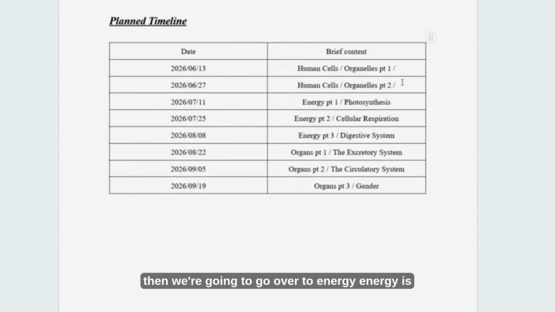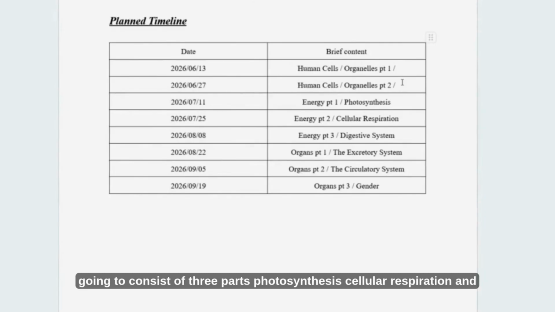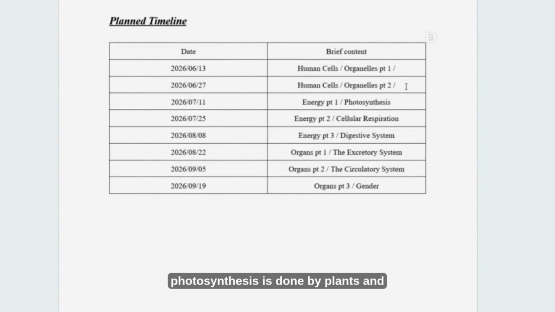Then we're going to go over energy. Energy is going to consist of 3 parts: photosynthesis, cellular respiration, and the digestive system. In the first video, we're going to talk about photosynthesis. Photosynthesis is done by plants, and they can convert sunlight to energy with this. And in the third video, we're going to talk about how, why, and when photosynthesis is used. Then in the second part, we're going to talk about cellular respiration, and we're going to focus on plants and humans in this video.